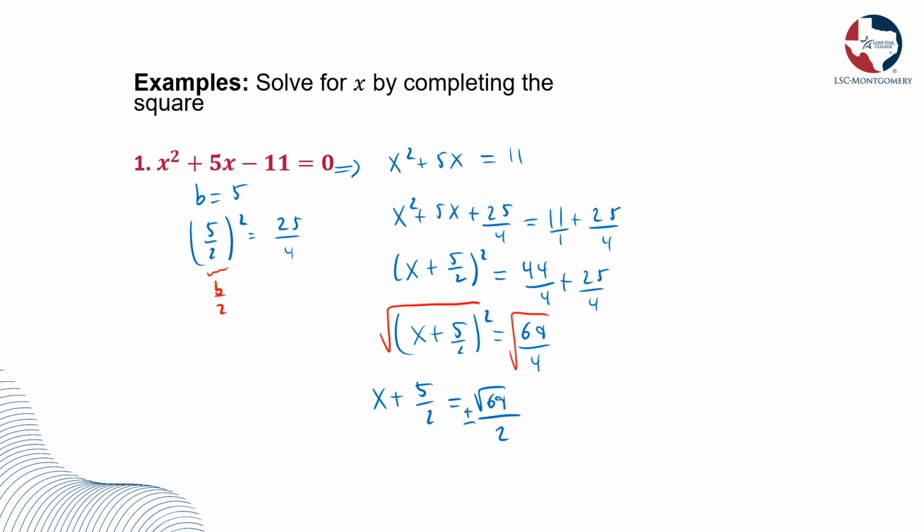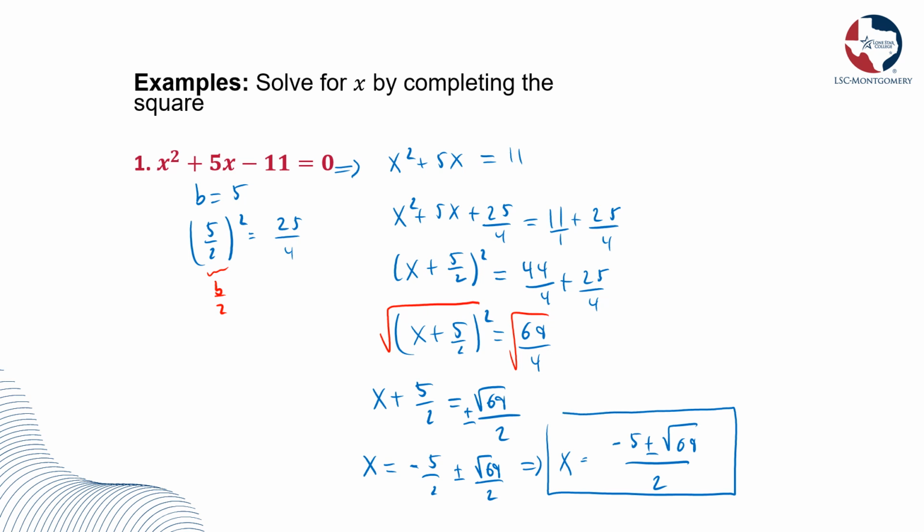And the last thing we do now is just subtract the 5 over 2 over. So our answer in this case is negative 5 over 2 plus or minus square root of 69 over 2. Or if you want to write it a little bit nicer, you can write it as negative 5 plus or minus square root of 69, all over 2. And that right there is the solution using the completing the square method.